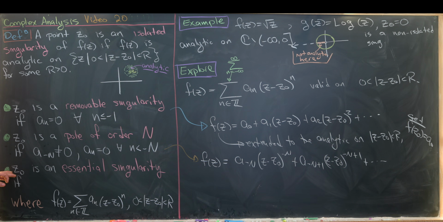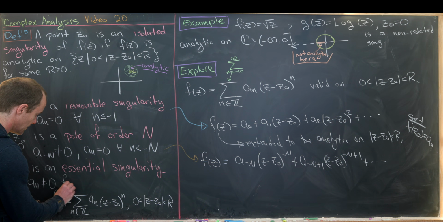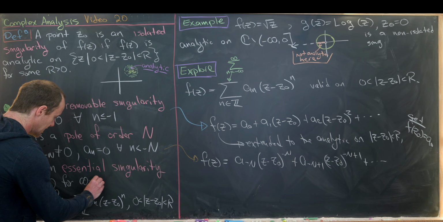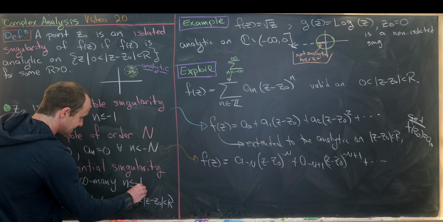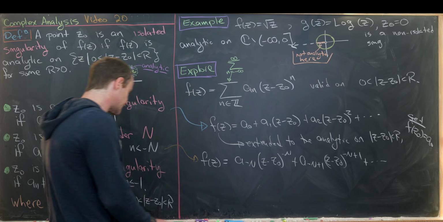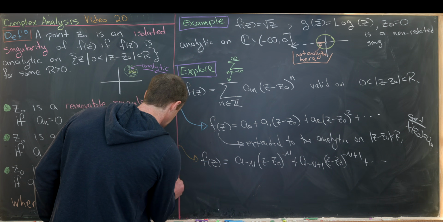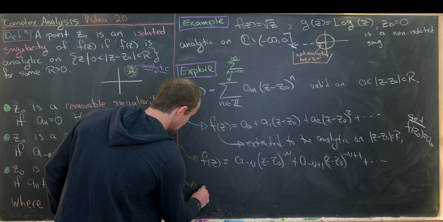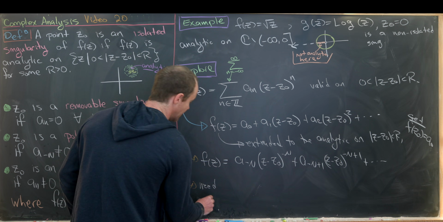So what about an essential singularity? Well, that's the case that we haven't covered yet. And that would be if we have infinitely many negative powers of z minus z naught. So we could write that as follows. So if a sub n is not equal to 0 for infinitely many n which are less than or equal to -1. So in this case, it really means that we need all of the negative powers.